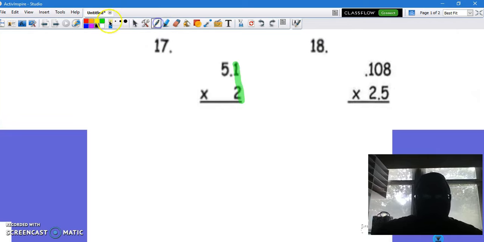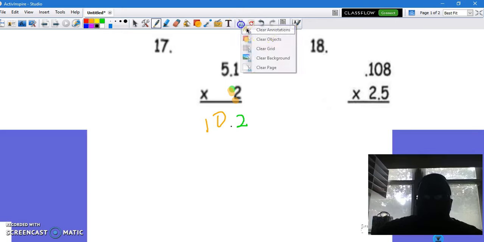1 times 2 is 2. 5 times 2, 10. Okay. How many places do we see after the decimal? 1. Take your decimal at the end. It's visible. Bounce over 1 place. There we go.